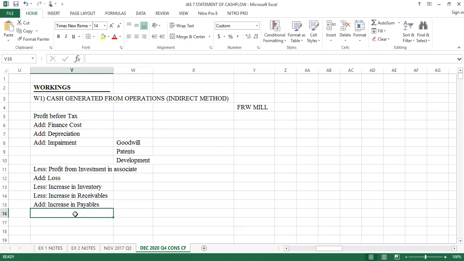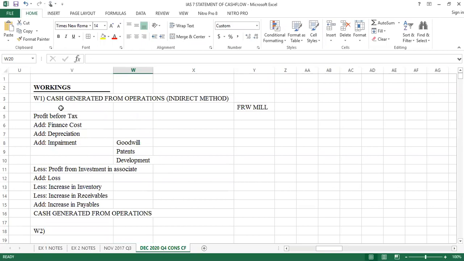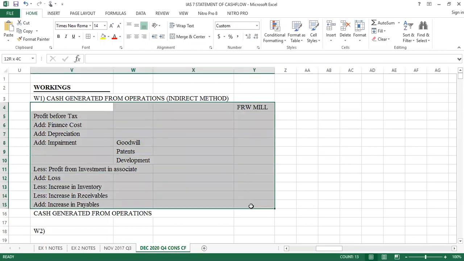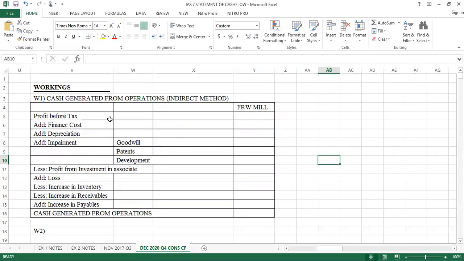So the answer you get is what we call cash generated from operations. The person who was asking me that question, that is where we get the answer. Cash generated from operations. And then automatically you will go to working two. Now, let us post anything that does not require working. Any item that does not require an additional working, let us post it.